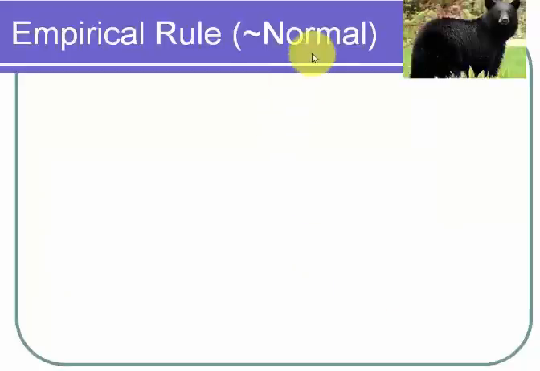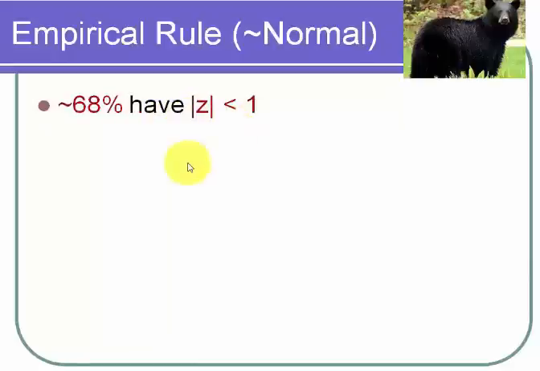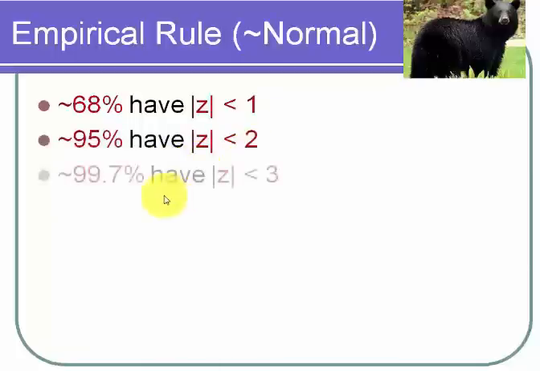So if we happen to have a normal distribution, we're going to have what's called the empirical rule, which says the following. 68% of the data values will have a z-score less than 1. 95% will have a z-score less than 2. And 99.7% will have a z-score less than 3. If you have an approximately normal distribution, then these values are approximately true. About 68% of the data have a z-score less than 1.